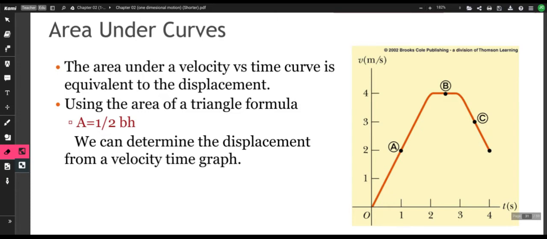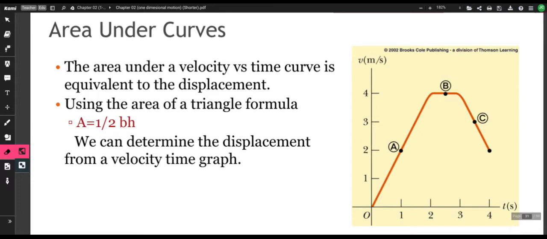So in previous videos, you've seen where we've taken the slope of a graph to figure out, for example, the velocity from the position time graph, or to figure out the acceleration from the velocity time graph. In front of you here, you can see a graph of velocity versus time.